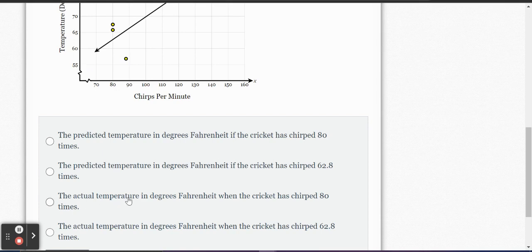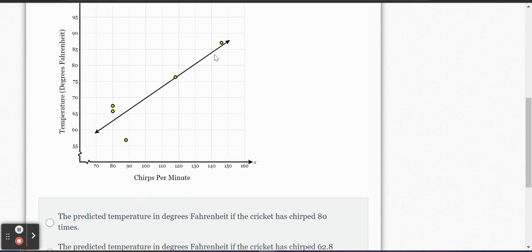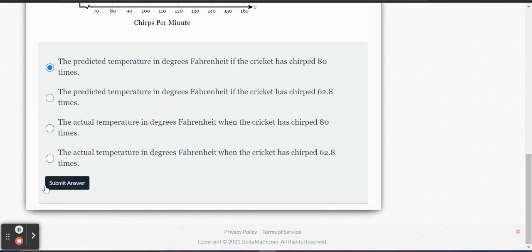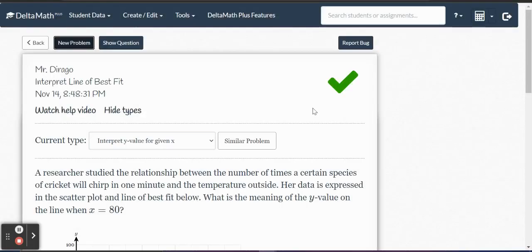The actual temperature in degrees Fahrenheit when the cricket has chirped 80 times. That's not the actual temperature. It's the predicted, right? This line is predicting. So you have to be careful, and it's not the actual temperature. So again, line of best fit is when we're predicting. So the predicted temperature if the cricket has chirped 80 times. Bada boom, bam.